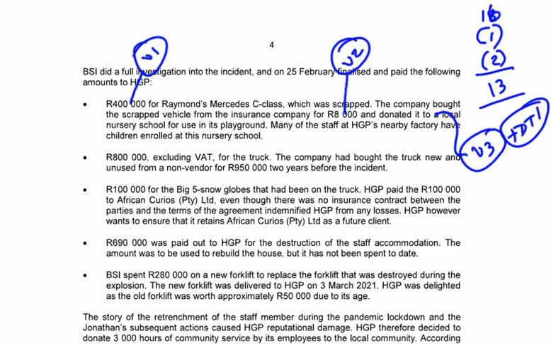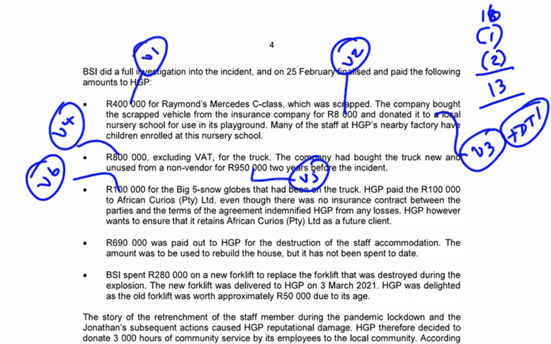Okay, 800,000 including VAT for the truck. That's VAT 4. Okay, the company bought the truck new and unused 2 years before the incident. There's VAT 5 for a discussion there. There's probably a mark there. 100,000 for the snow globes. That's VAT 6. Okay, even though there was no insurance contract between the parties and the terms of the agreement indemnified HGP from any losses.